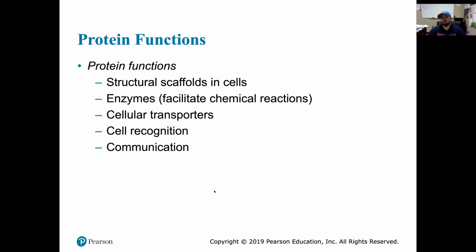This is just a small snip of how many functions a protein has. It's very, very tiny. Enzymes, which we'll talk about in a minute, scaffolding in cells, what we call structural scaffolding, cellular transporters, they allow things to move in and out of the cell. Cell recognition, I talked about the tags, and communication. They can create communication molecules. These are just some of the functions. There are a lot more than this.